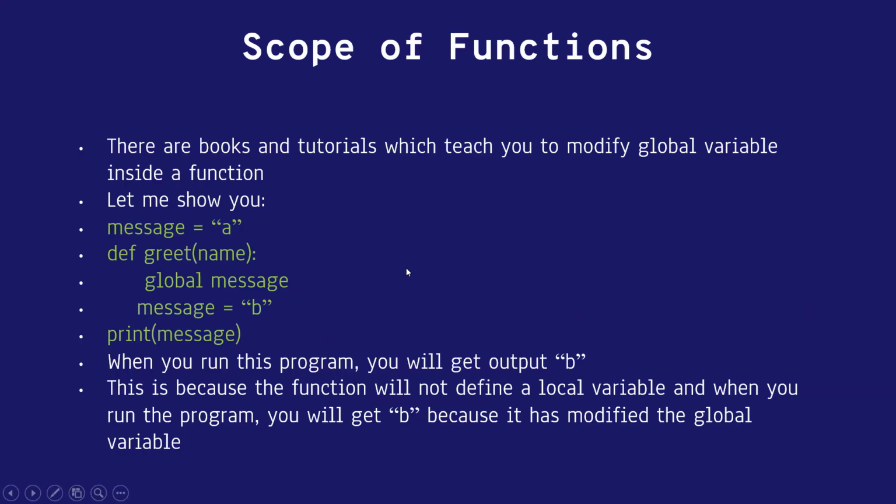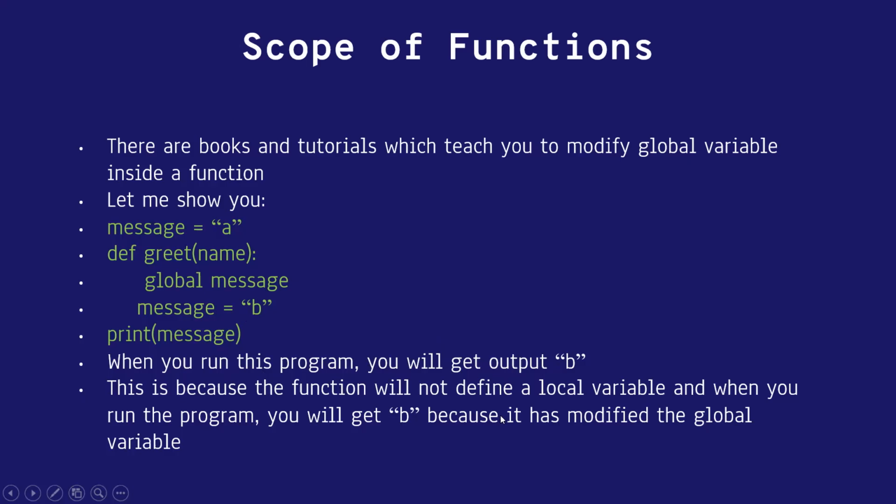There are books and tutorials which teach you to modify a global variable inside a function. Let me show you. So we have this program here, message equals A. Then we define a function, greet, where we have the global message, where we prefix this with the global keyword, then message equals B. Then you print message. When you run this program, you will get an output of B.